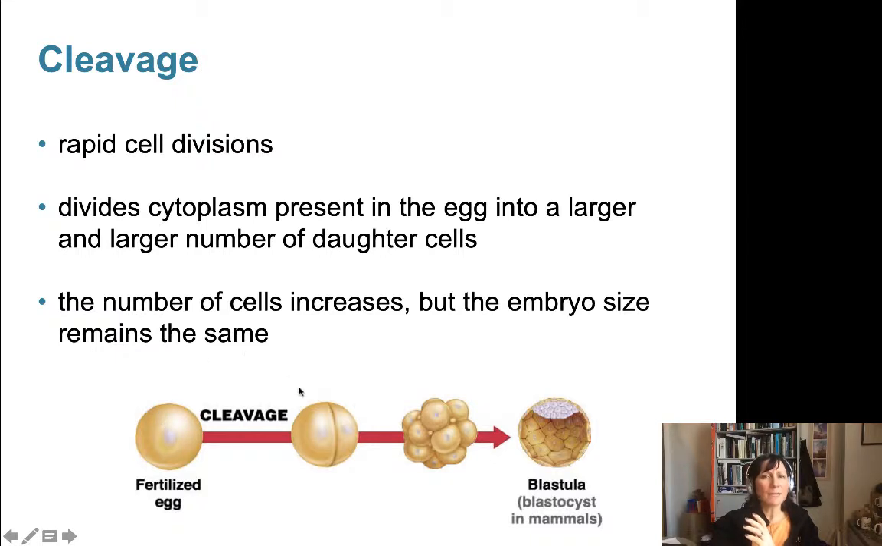The difference is that with each of these cell divisions, the cells become smaller and smaller and smaller while maintaining the overall size of the embryo at that stage. Now, after this stage, it's going to change in size dramatically, clearly. But I want you to take home the point that with each cell division, you get more cells, but each cell is smaller.